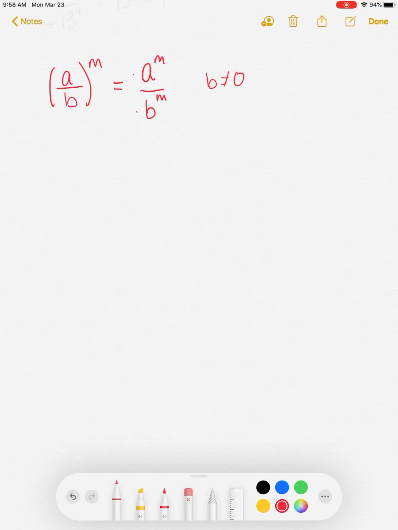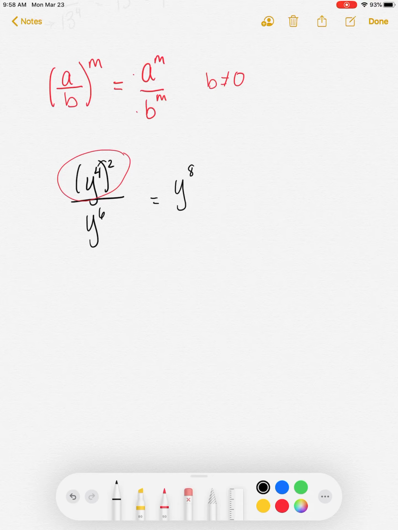All right, so let's do a quick example using a couple of these. I'm going to switch colors. I'll go back to black for my examples. So let's say we have y to the 4th squared divided by y to the 6th. Note that we have to simplify the numerator first before we can move on. That's actually from the last section. We have a term with an exponent raised to an exponent. Remember, we multiply those. That gives me y to the 8th, 4 times 2 is 8, divided by y to the 6th.